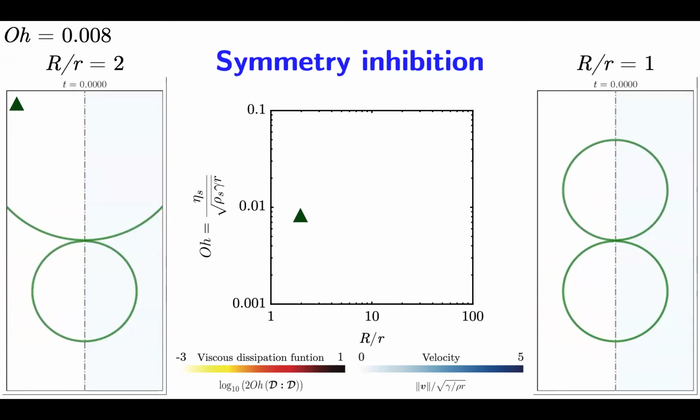Now the second way is using the symmetry of the system. So if we keep the Ohnesorge number fixed, but change the radius ratio to 1, that's the case on the right-hand side.